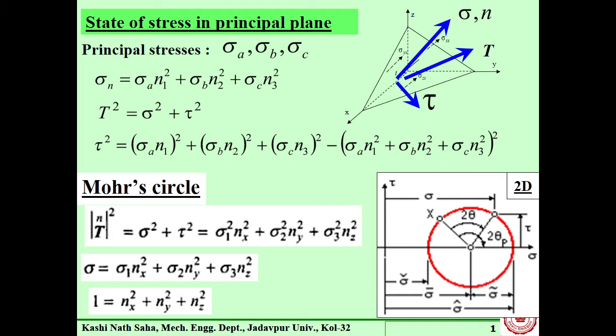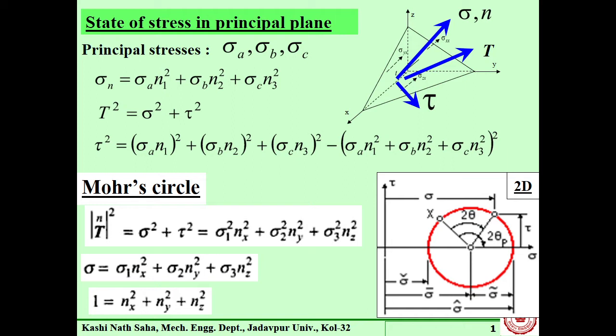Okay. And this nx, ny, nz are again the direction cosines of this plane n with respect to our coordinate system 1, 2 and 3. Right. And these two are equations where sigma and tau are independent, right? But for a three-dimensional state of stress, we need to have a third equation.